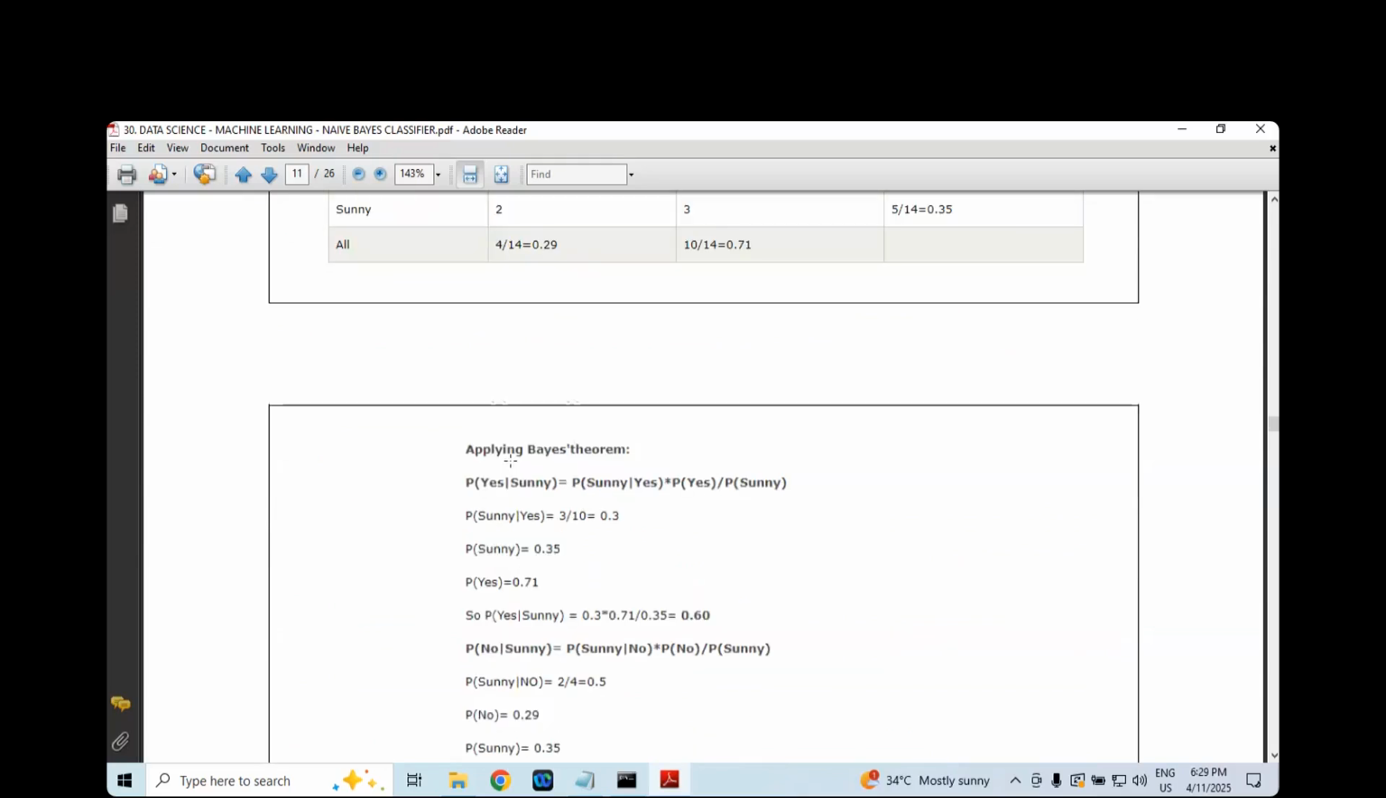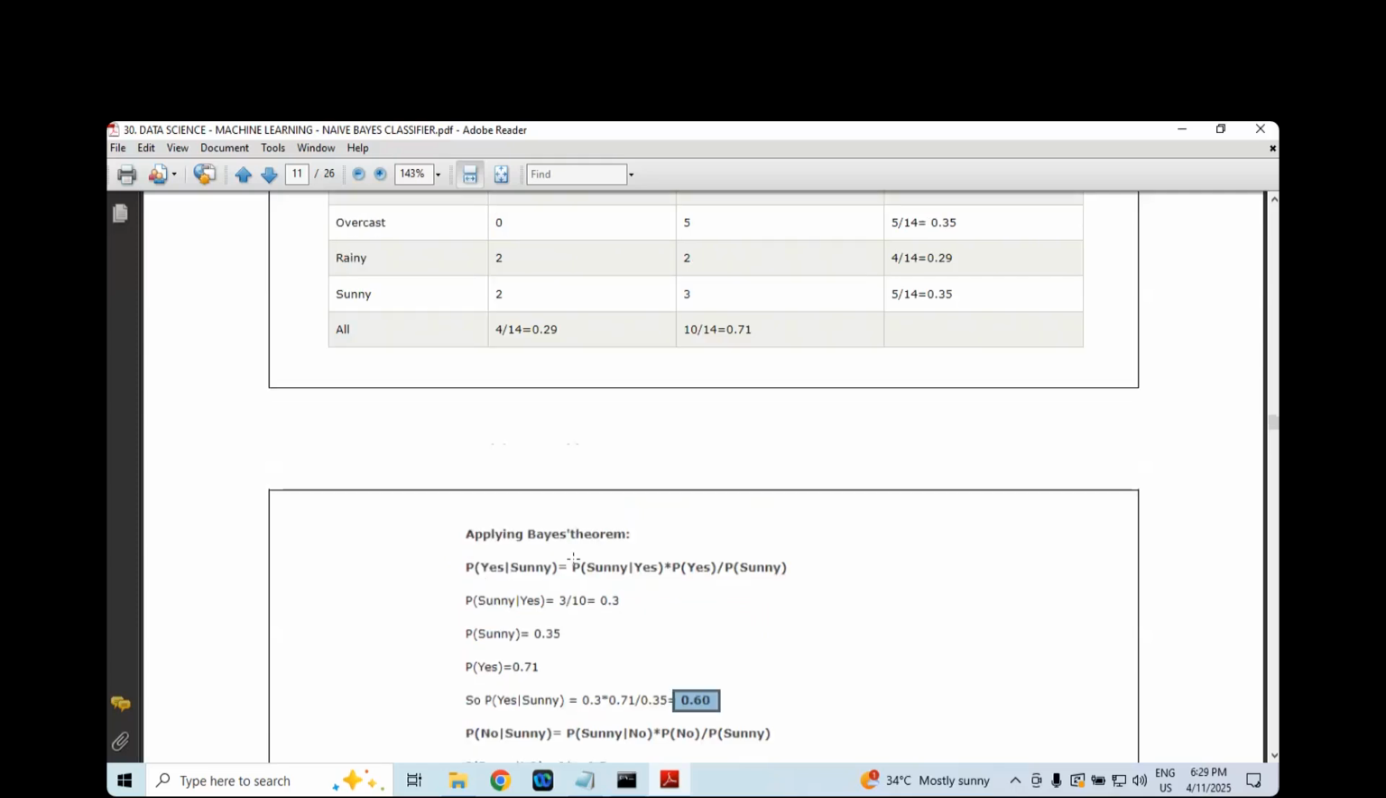Let us calculate. What is the formula? P of sunny given yes into P of yes divided by P of sunny. You can do a little calculation actually. P of sunny 0.35, P of yes 0.71. Here you need to calculate, then you will get the score. 60% chances. If it is sunny, yes, 60% of the chances they can play. That's what you need to understand.